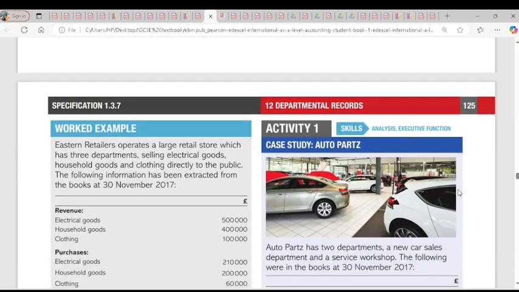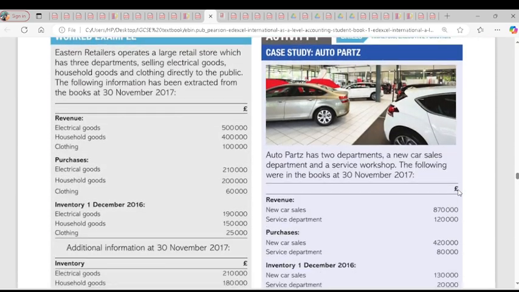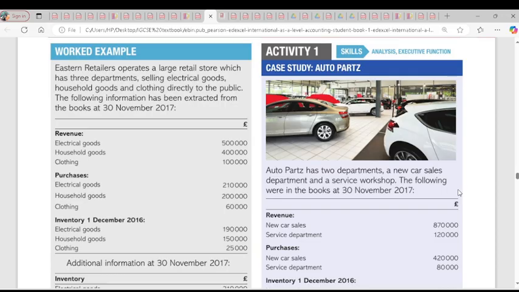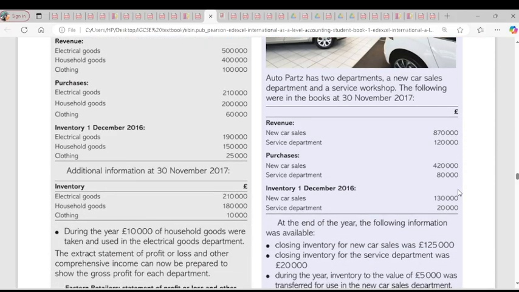You have activity 1 before that. Okay, let's just go to activity 1. So activity 1 is here. They said auto parts has two departments, a new car sales department and a service workshop. The following were in the books at 30 November 2017. There's revenue, there's new car sales and service department. So we have two departments here, and all the items go to either the new car sales department or the service department.